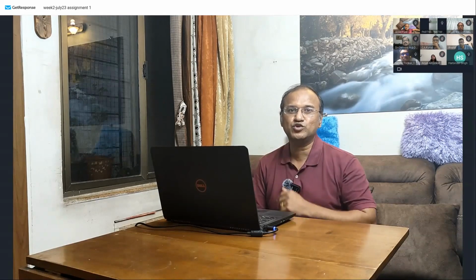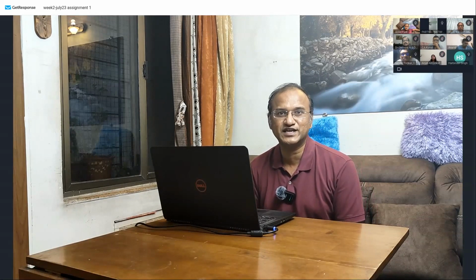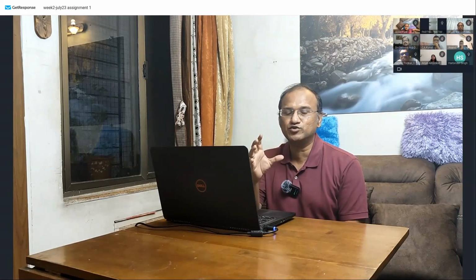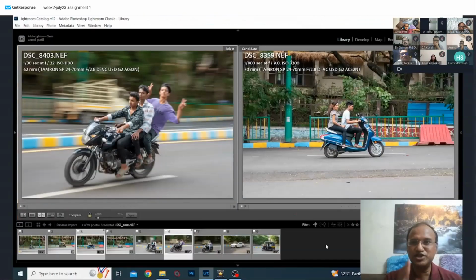Okay, so let's dive into Lightroom and check out for ourselves the marked difference between a normal picture and one using the panning technique. The picture on the right hand side is without the panning technique. Just freeze the action. 1/800th of a second gives you a good freeze, but the background doesn't have any motion blur, doesn't give any sense of motion.